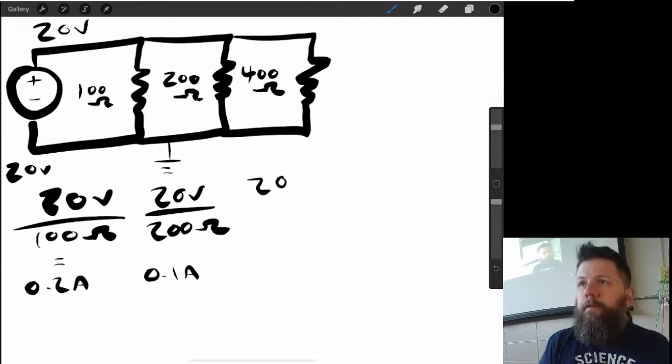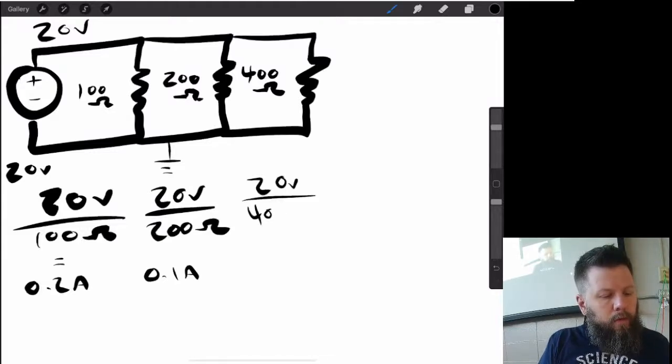Just based off of, we're doubling the resistance again. We're probably half in the... What'd y'all get? 0.05?